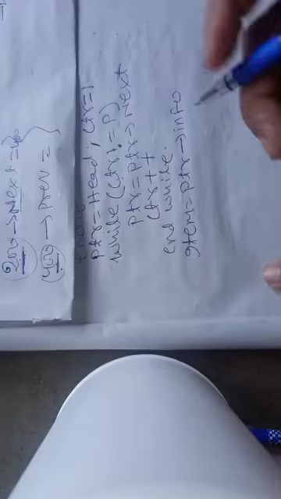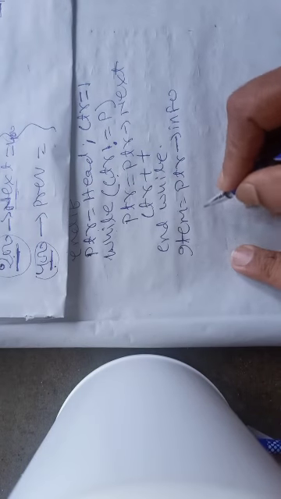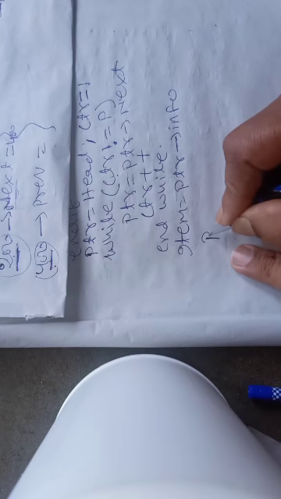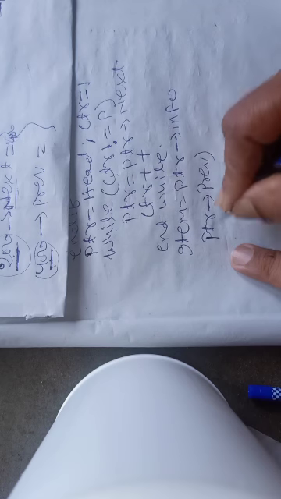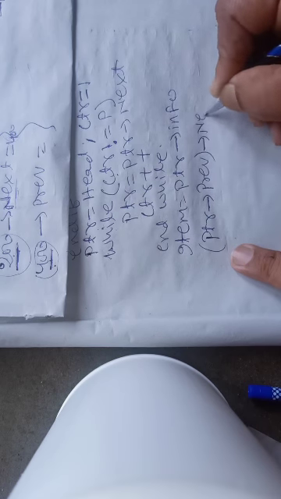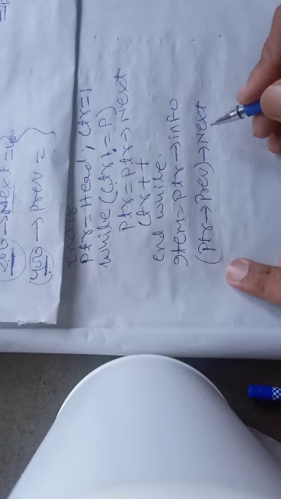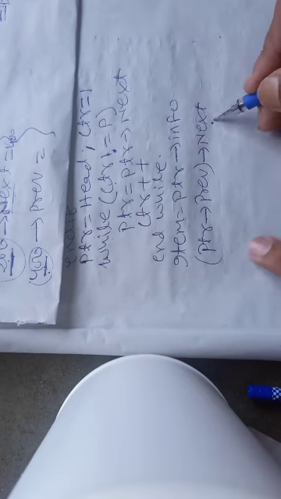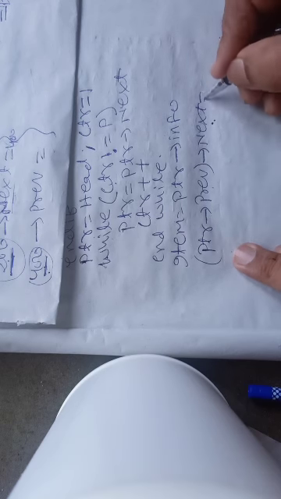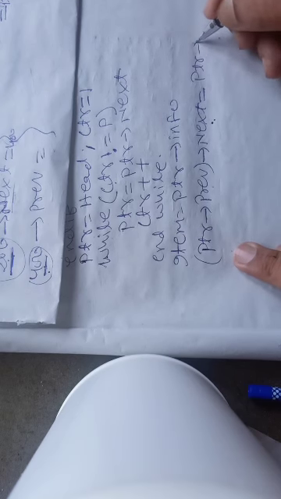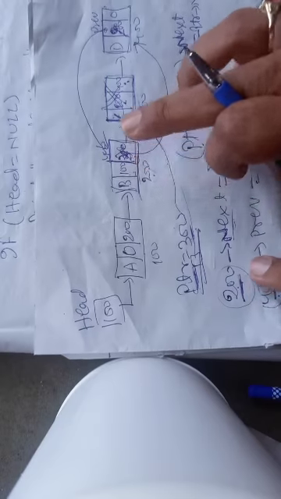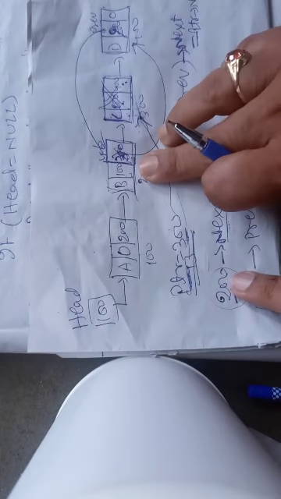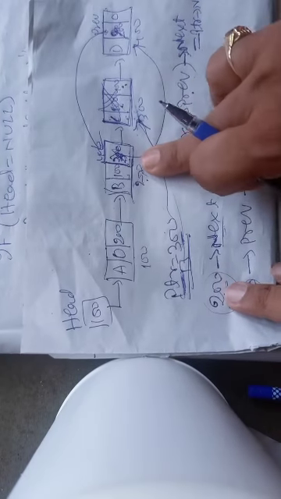So how can I write it? I write ptr of previous, its next. Now I will read it: the next field of previous ptr is equal to ptr of next. So now ptr of next is stored here, and this value is updated. The next field of previous ptr is now updated with ptr of next.